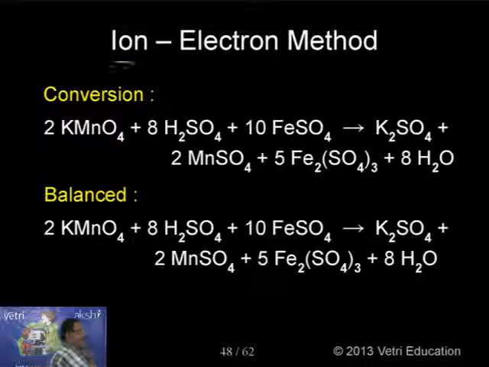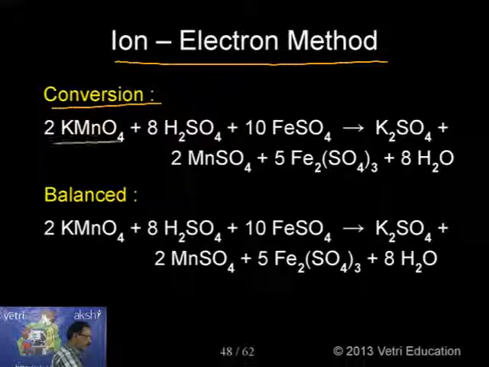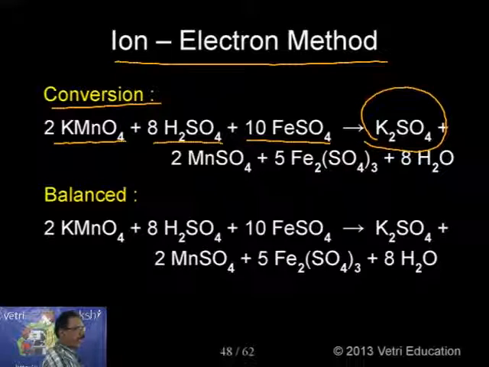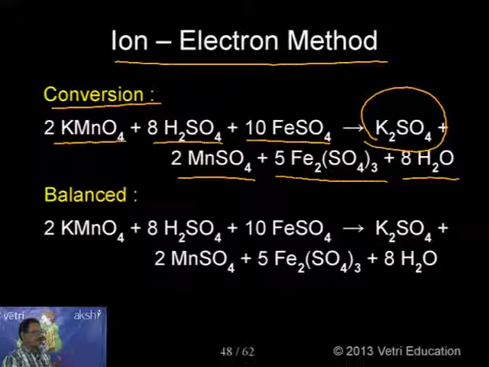So this is the final balanced form conversion. I am using the word conversion now. I have already written the 2 KMnO4, 8 H2SO4, 10 FeSO4 for the left side. On the right side, this is the potassium sulfate I have brought from the original equation, which is not involved in the ionic equation. That's most important. Then 2 MnSO4, I have already explained to you. 5 Fe2(SO4)3, which I have already used, and 8 H2O. Now this is the conversion.